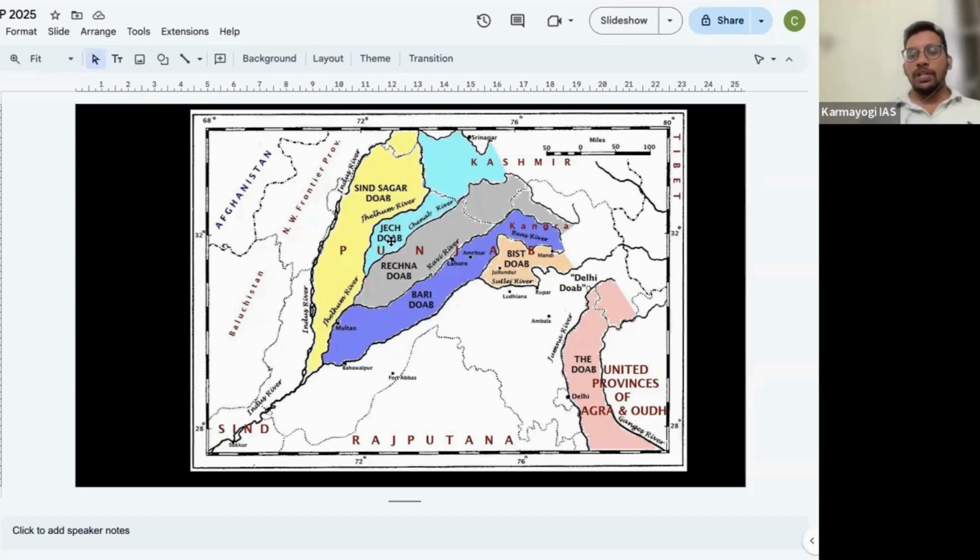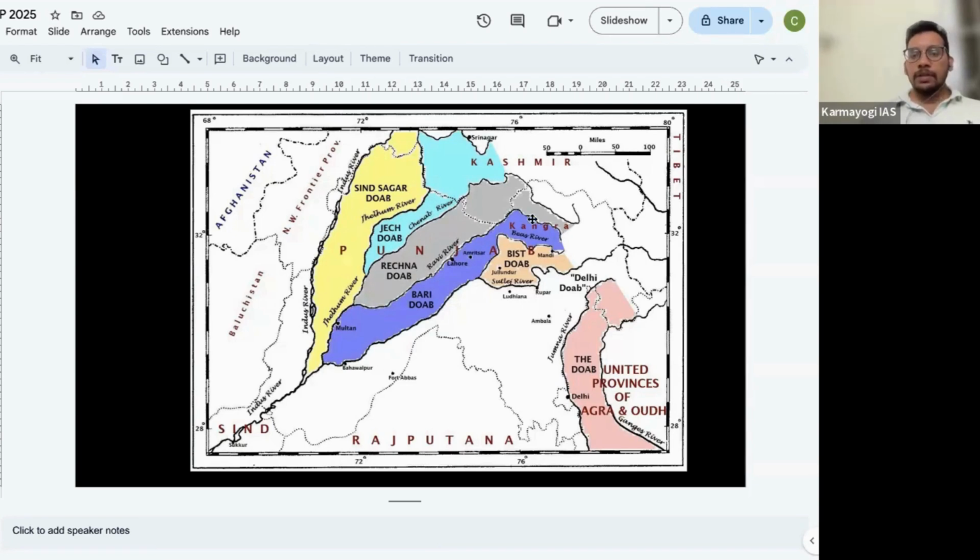Then we have Jech Doab, which is formed between the confluence of Jhelum River and Chenab River. So between Jhelum and Chenab, we have the Jech Doab, right? And then the next one comes between the Chenab and the Ravi River, right? So between Chenab and Ravi River, we have the Rachna Doab, fine?